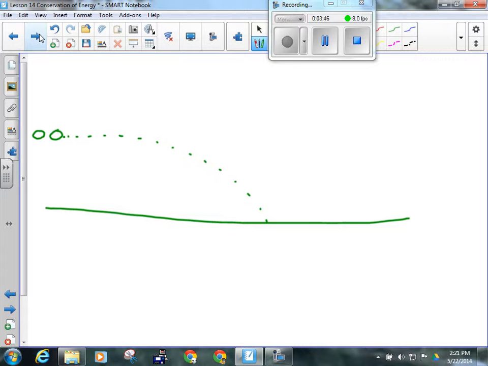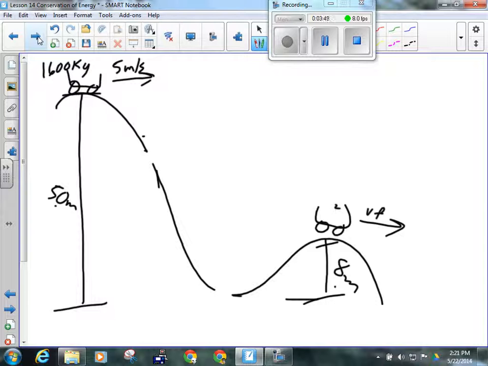So what I want to look at here is an example like this. I've got this roller coaster, and I'm going to assume that this roller coaster exists in the perfect physical world where there's no friction, there's no air resistance, there's nothing to slow it down. All energy is conserved in this imaginary place. It has a mass of 1,600 kilograms, and at the top of the first hill, which is 50 meters higher than its lowest point, it is moving at 5 meters per second. I want to find out how fast it's going over here when it is only 8 meters off the ground.